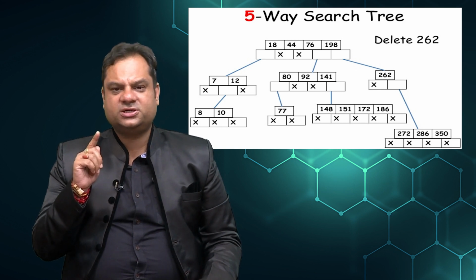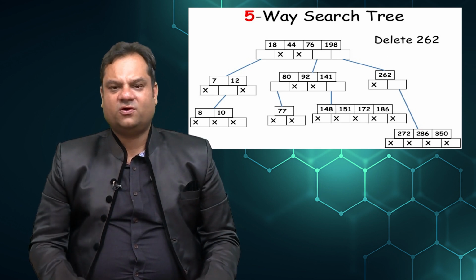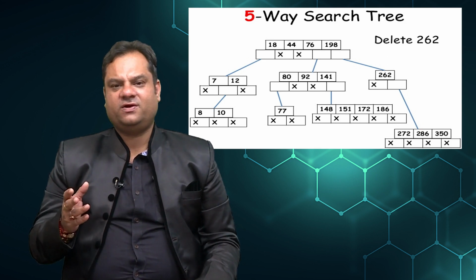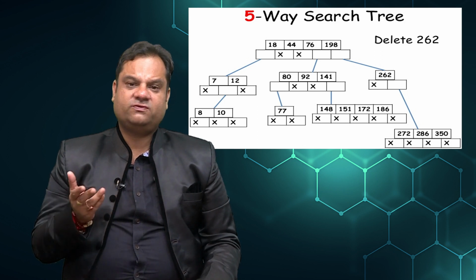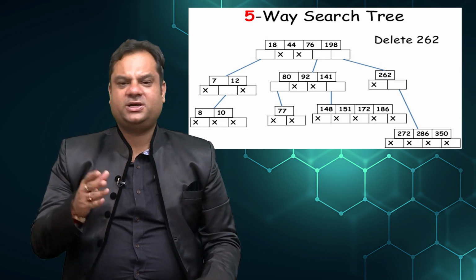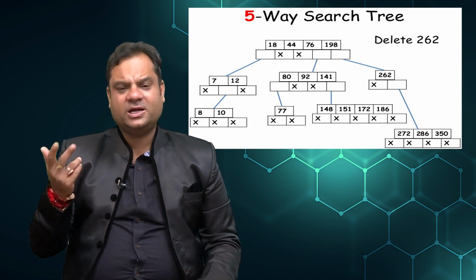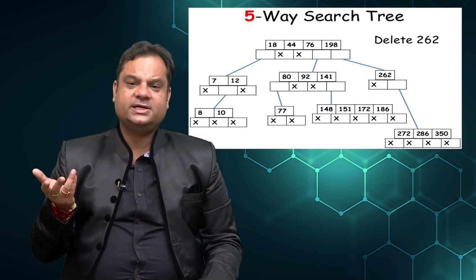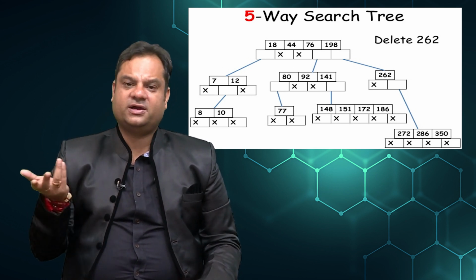262 has two children, AI and AJ. AI is equal to null and AJ has items in the form of 272, 286 and 350. So three items are available as the right successor of 262, but in the left successor of 262 no one is there. That's why AI is equal to null but AJ has items. This is another type of case: deleting a key which has only single-child items, either as a left successor or, here, as a right successor.